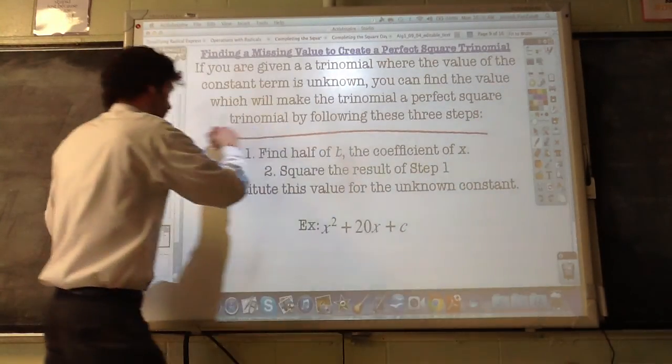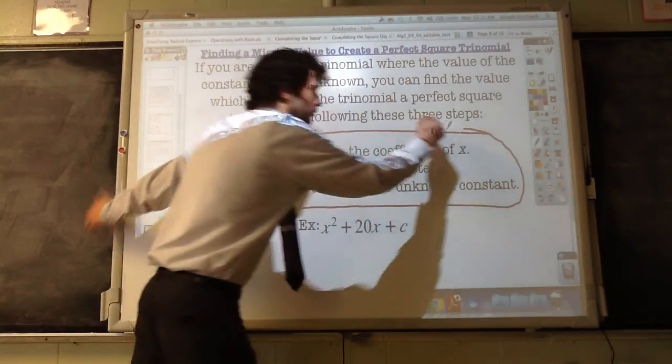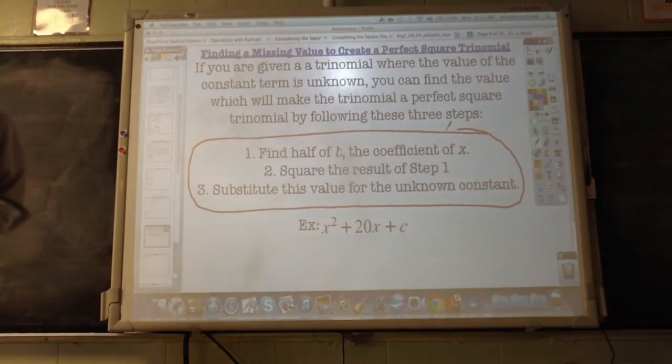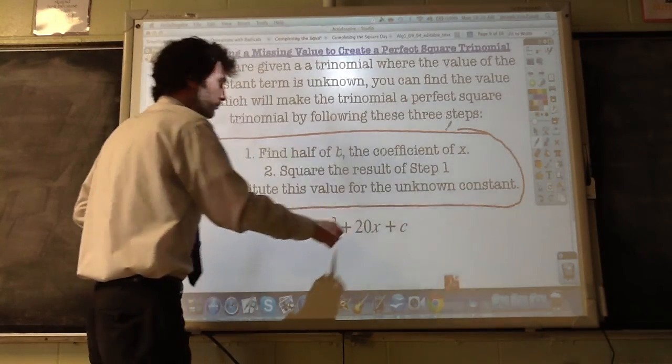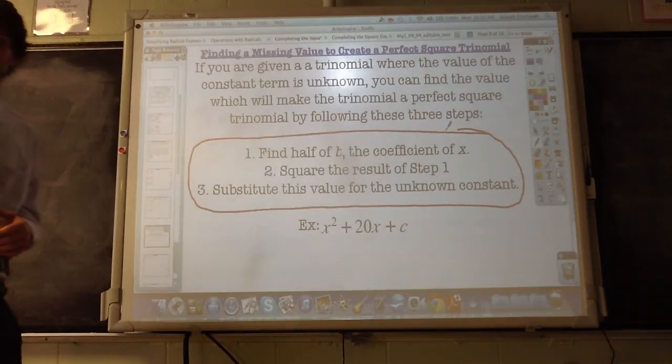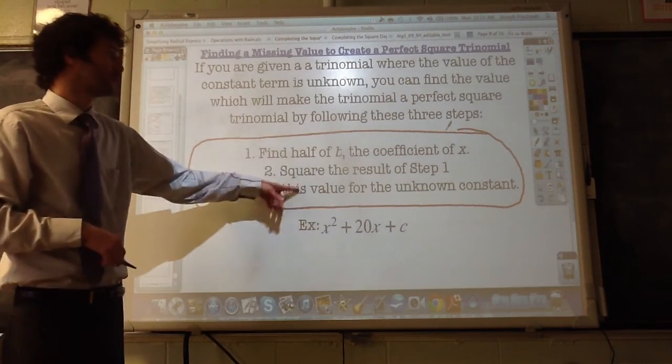You will want to copy down these three steps. This is a process that will always work. What's your question, Swayze? Find the square root of 20? No, but you're thinking along the right path, right? But 20 is not a perfect square, so we can't find the square root of 20. But this tells you what to do.